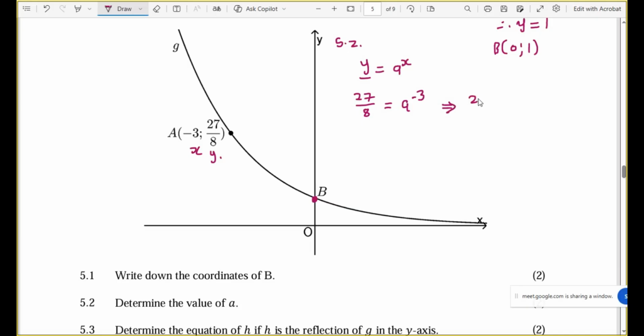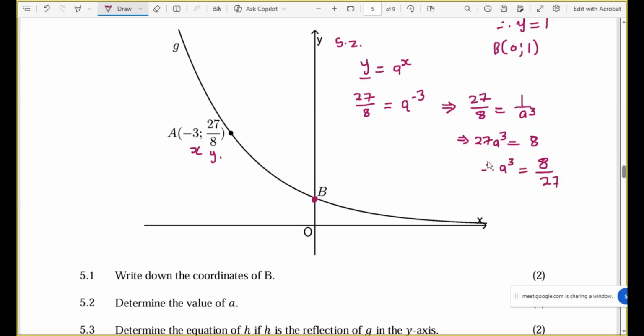exponent. I'm going to say this is 27 over 8. It's equal to 1 over a to the power 3. Then if I cross multiply, this gives me 27 a to the power 3 is equal to 8, because it's 8 times 1. Divide both sides by 27. a to the power 3 is equal to 8 over 27.